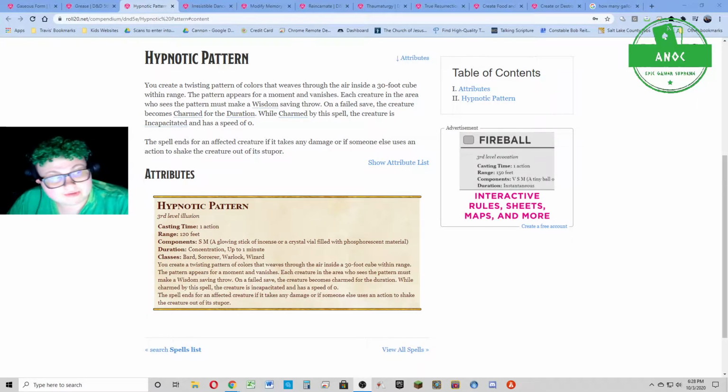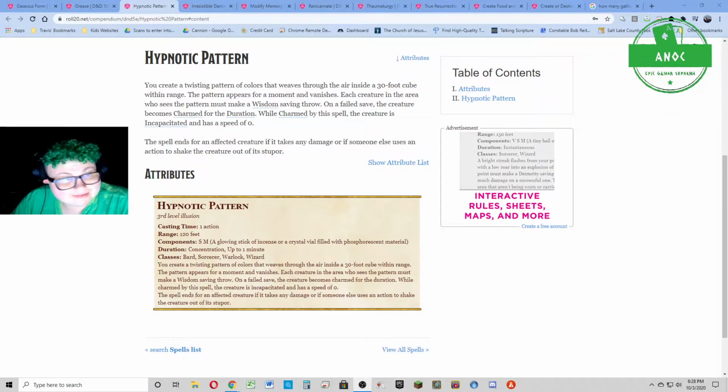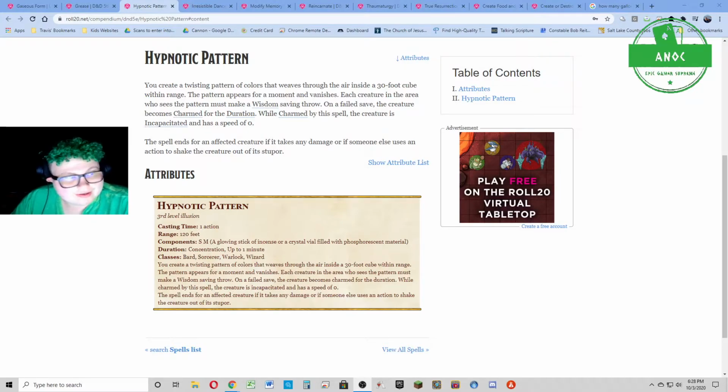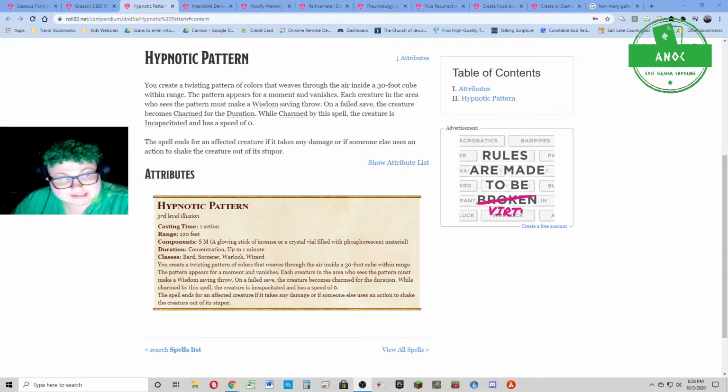To the next one. I know what you're thinking. Hypnotic pattern. No one takes that either because it's garbage. Now, hypnotic pattern is a 3rd level illusion. Casting time is 1 action. The range is 120 feet.